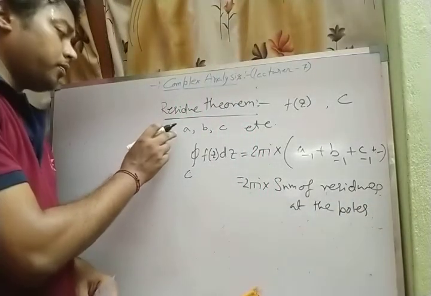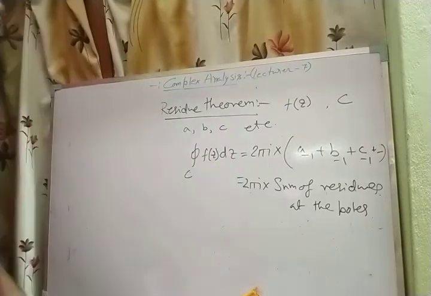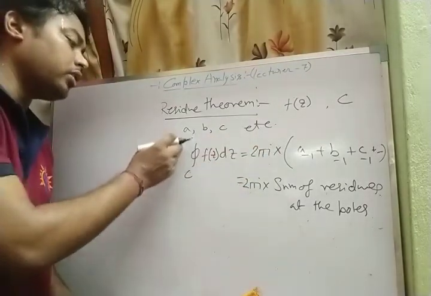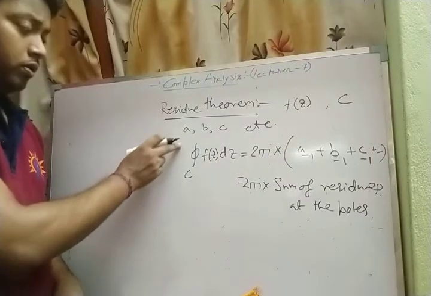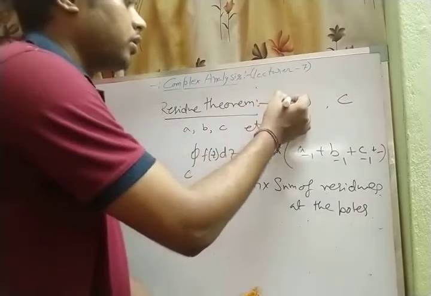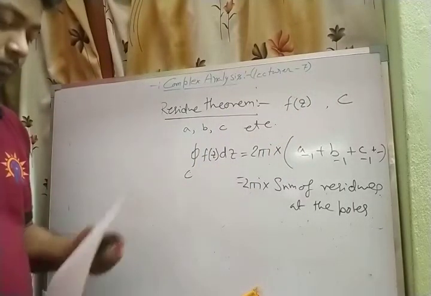So if we have some points, say a, b, c and so on, then we have to find the corresponding residues and multiply by 2 pi i, then it will give the value of the integration enclosed by the curve C, where the function f(z) is analytic. This is called the residue theorem.